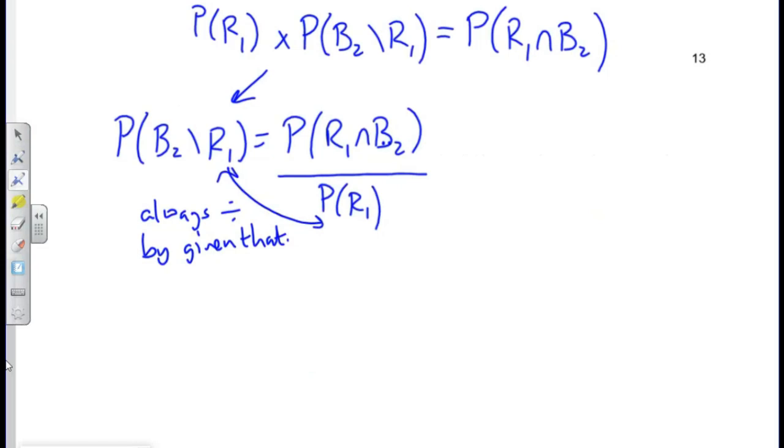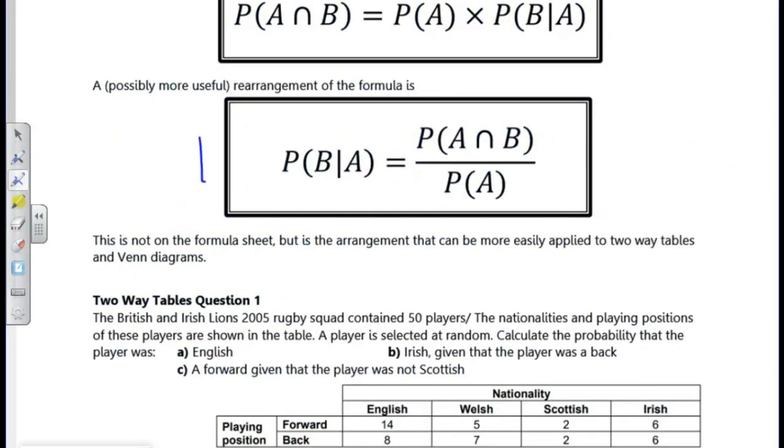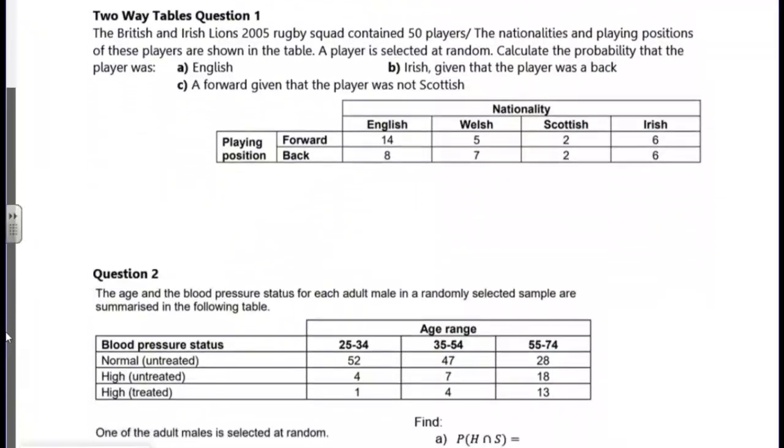The other way is to write it in reverse. That's the one that I tend to use. The given that is and divided by what you're taking it out of. So that's the one I tend to use out of 2. But that's on the formula sheet. The important thing is that the given that is on the bottom. Right then, let's have a look.